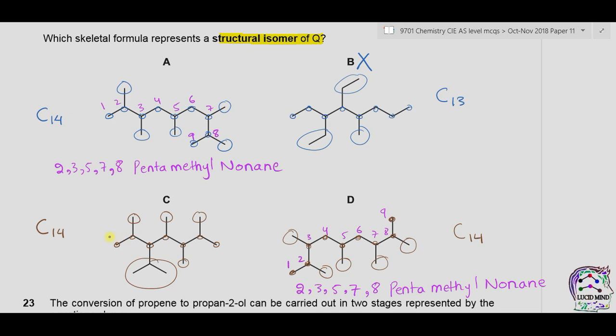Now naming part C, we have 1, 2, 3, 4, 5, 6, 7 carbon atoms in the long chain. Now on the second carbon, 4th, 5th and 6th we have methyl groups, so we can write 2, 4, 5, 6. As there are 4, it is tetramethyl. On the third carbon atom we have an isopropyl group. And in the long chain we have 7 carbons, so it is heptane.